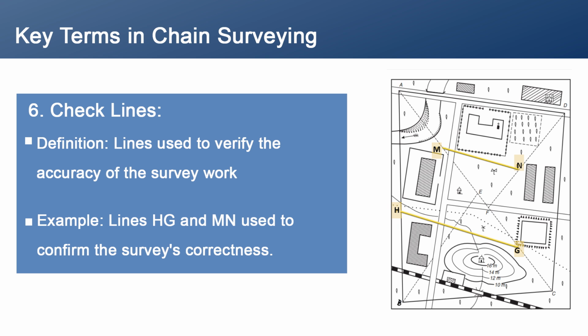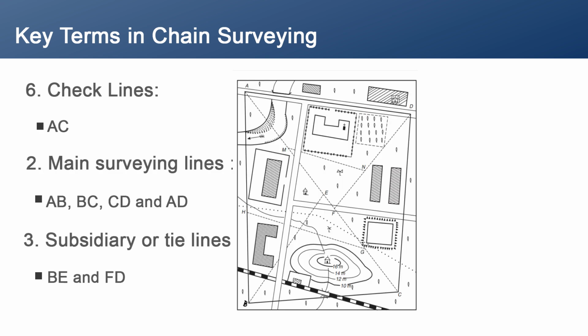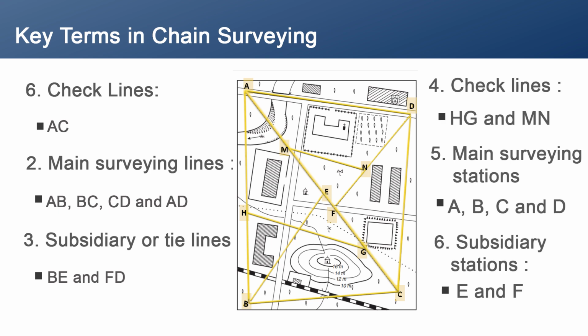So, putting it all together in a survey layout, we have baseline AC, main surveying lines AB, BC, CD and AD, subsidiary or tie lines EB and FD, check lines HG and MN, main surveying stations A, B, C and D and subsidiary stations E and F. These terms and lines form the backbone of chain surveying, helping you to measure and map out land with accuracy and efficiency. And by understanding these terms and how they fit together, you can effectively set up and execute a chain survey.